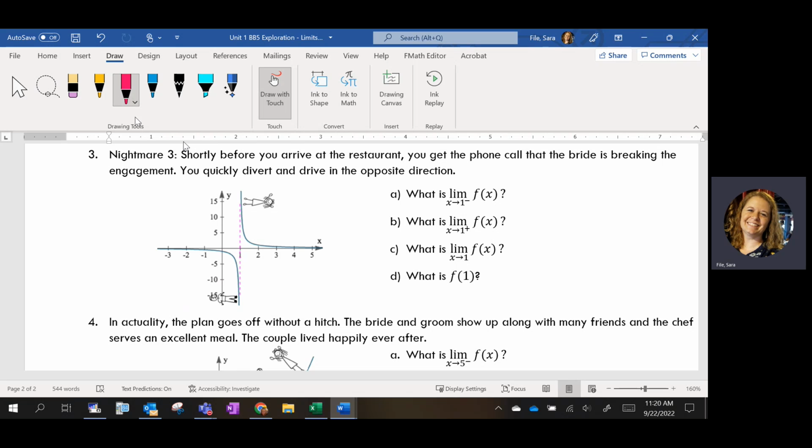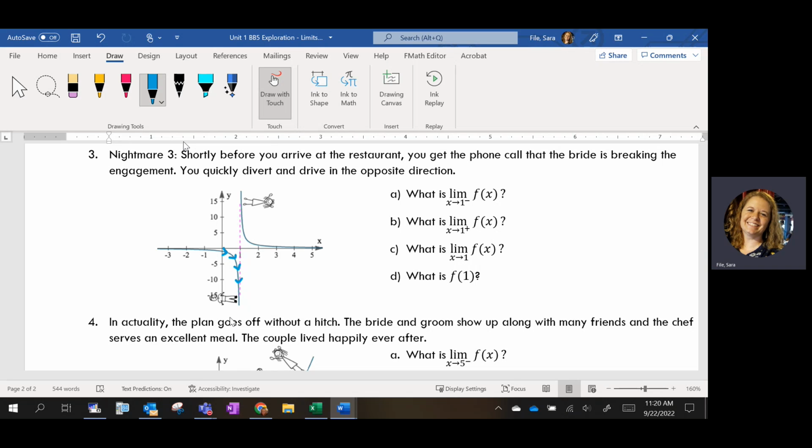All right, nightmare number 3 was that the bride canceled as they were getting close to the restaurant, so they veered off and changed directions. Okay, so we're looking as we approach 1. Okay, so the groom is coming in. Oh no, he hears the bride canceled, so he veers off, right? He doesn't go to the Olive Garden. Where is he approaching? What y value?